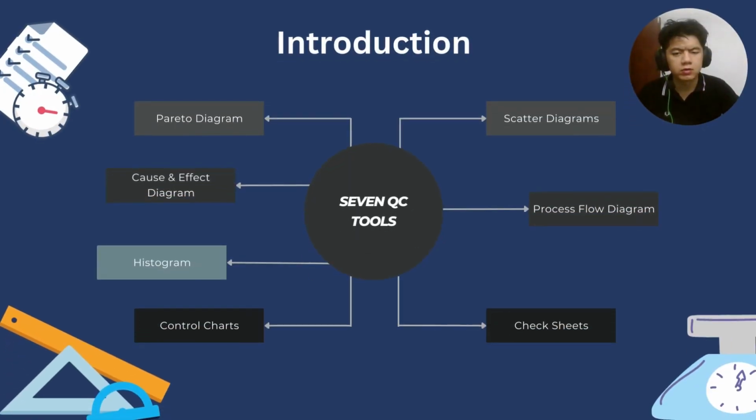And now we are going to talk about the 7 quality control tools. The first tool is Pareto diagram, the second is cause and effect diagram, the third is histogram, and the fourth is control charts. The fifth is scatter diagram, the sixth is process flow diagram, and the last is check sheets.